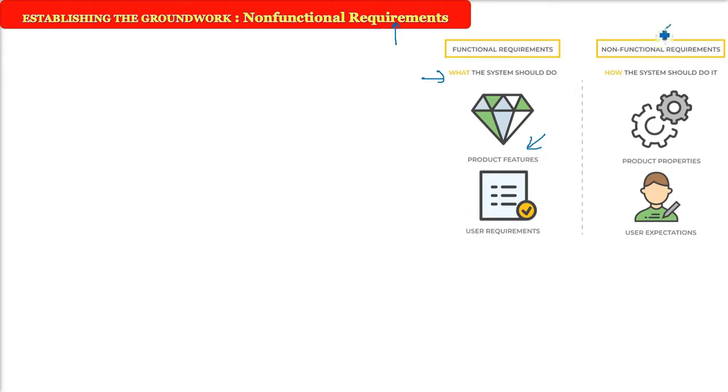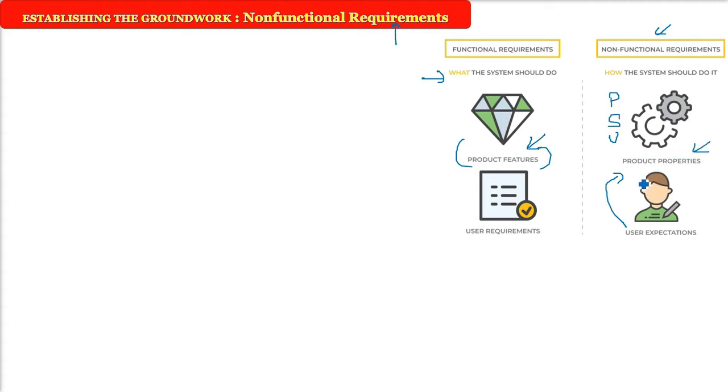There are certain requirements which are non-functional. What the system should do is functional requirement, but how the system should do it is the non-functional requirement. You will only be told functional requirements, but the non-functional requirements are like the performance, the security, the usability. So user expectations are non-functional. User requirements are functional requirements. Functional requirements are product features. Non-functional requirements are product properties. This is how we differentiate between functional and non-functional requirements.